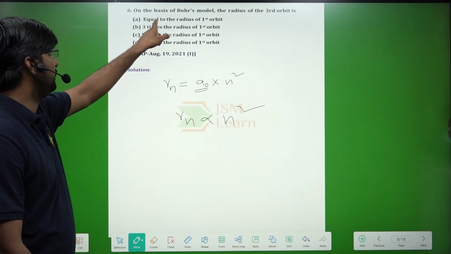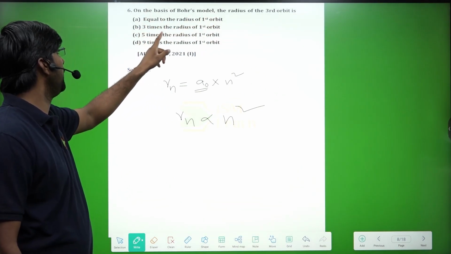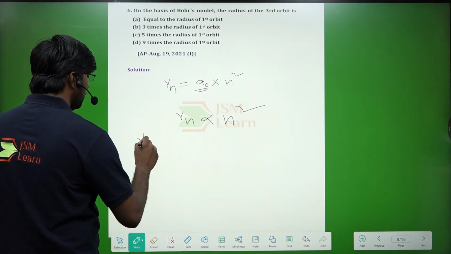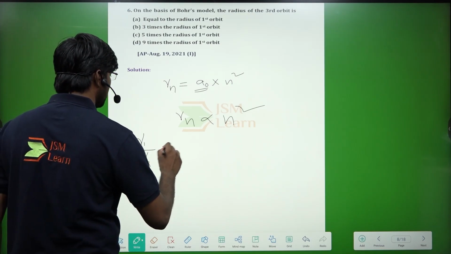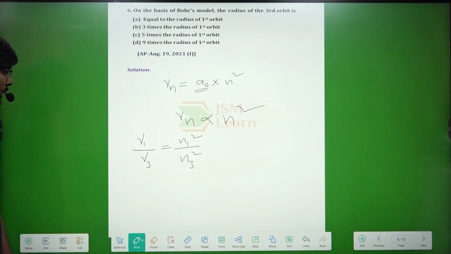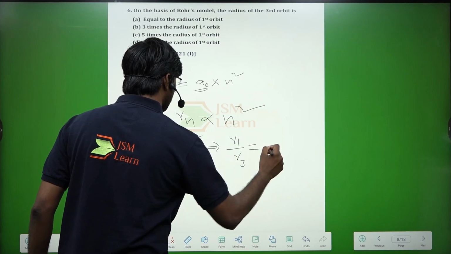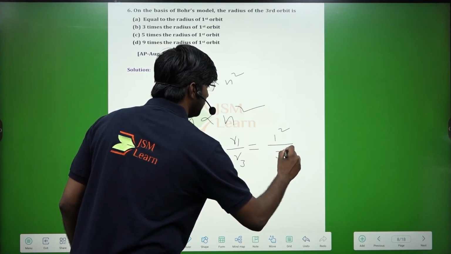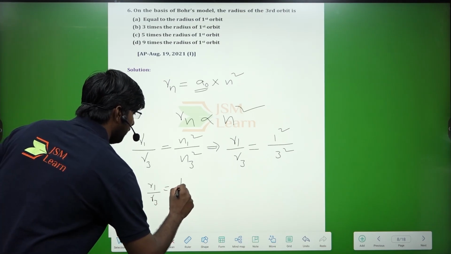So here, look at the options. The radius of the third orbit is 3 times the radius of the first orbit, like that given. So let us take the ratio, radius of first orbit by radius of third orbit. So we get n1 square by n3 square, right? If you substitute here, we get R1 by R3 is equal to n1 square, first orbit, so 1 square, n3 square, third orbit, so 3 square. So here we get R1 by R3 equal to 1 by 9.